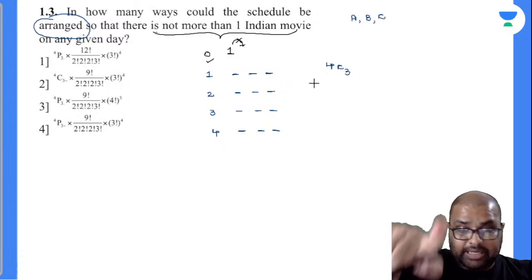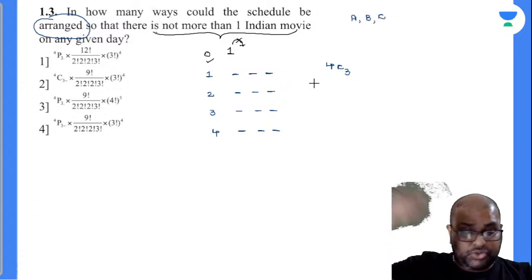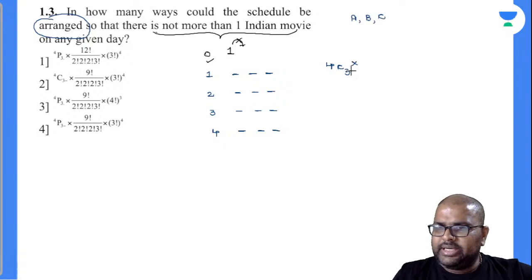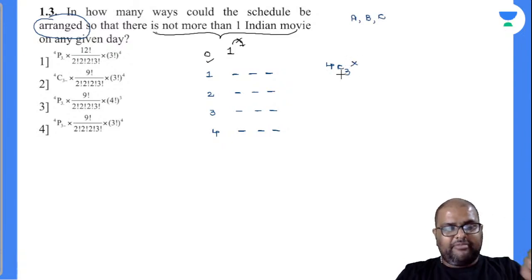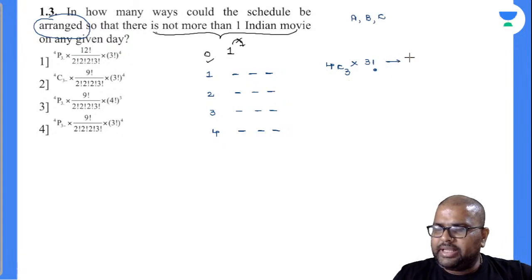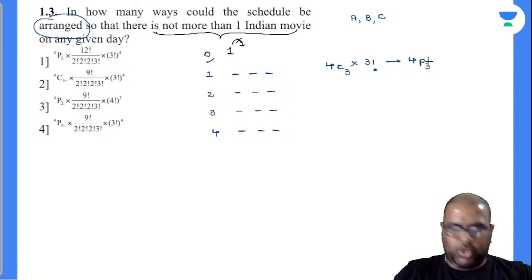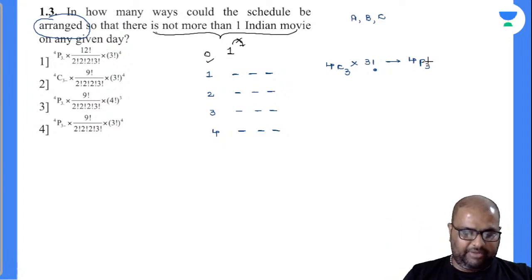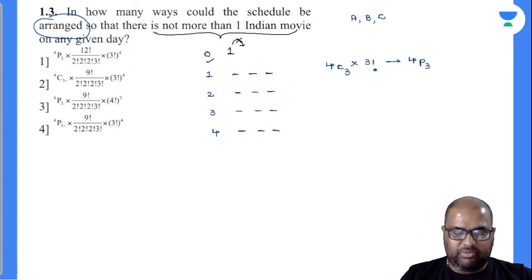Now, in those 3 days, which movie should be played? You should know. Am I right or wrong? Yes. So you have selected 3 days. In those 3 days, which day will be Avara, which day will be Barsat, which day will be Caravan. This will be arranged in 3 factorial ways. Am I right or wrong? So finally 4P3. This is 4P3. Now look carefully, Indian movies are over. Let's come to the next one. So how many movies are left over? 9 movies are left over. How many slots are left over with you?